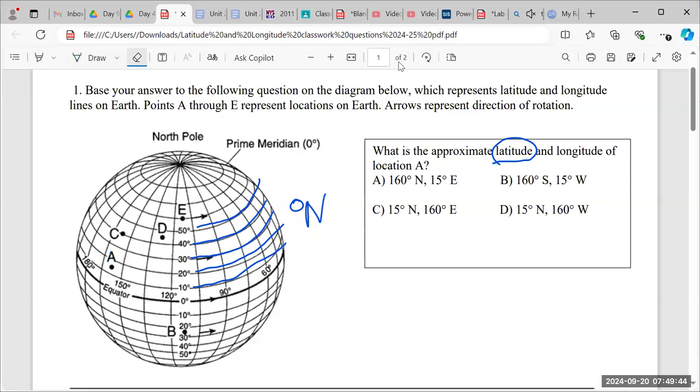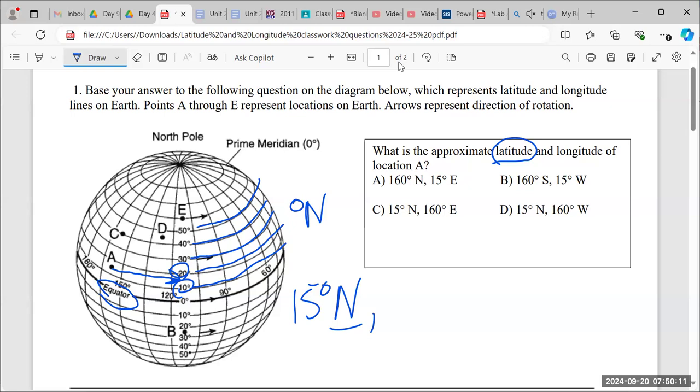All right. So when I look, A is going to be halfway between 20 and 10. We see that? So if it's halfway between 20 and 10, I'm going to write that A is 15 degrees north. Why is it north? Because it is above the equator.